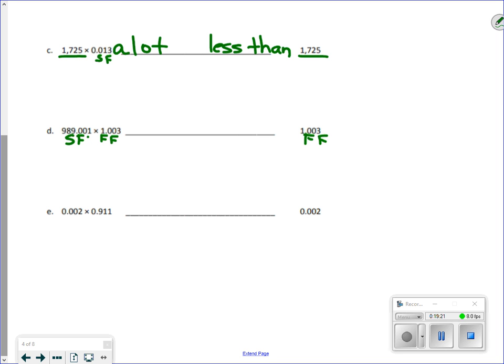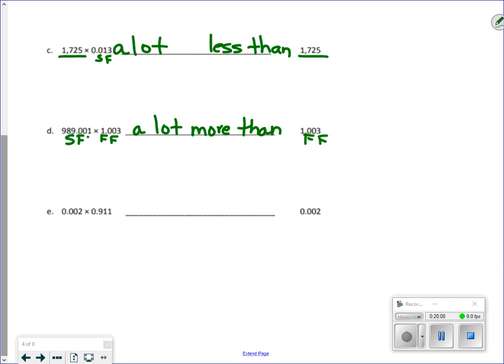1 and 989/1,000. So some people just look at the 1 and go, oh, slightly more than, because it's just a little bit more than 1. Is that the right number to look at? No. No. So 1 and 989/1,000. Is it going to go more than or less than? More than. More than. Is it going to go a lot more or slightly? A lot. A lot. That's 989/1,000. That's way more than 1. That's quite a bit.